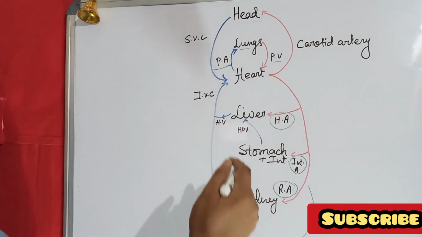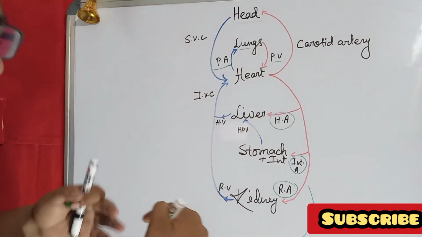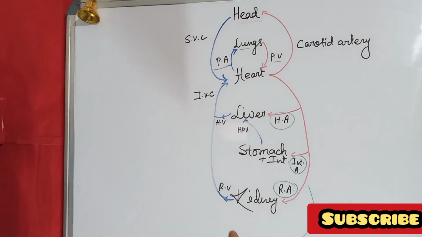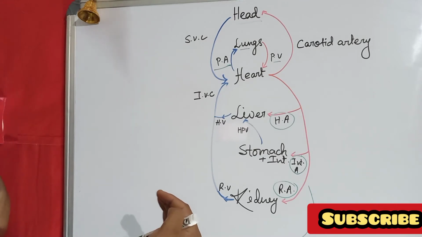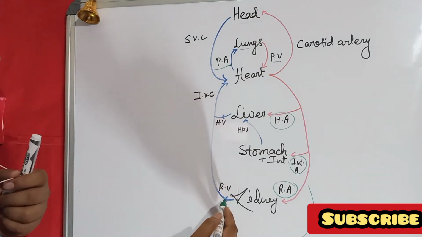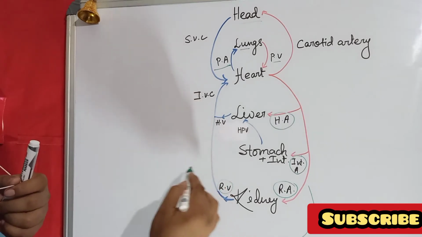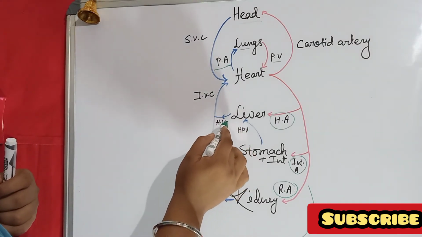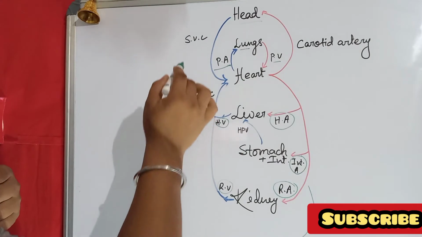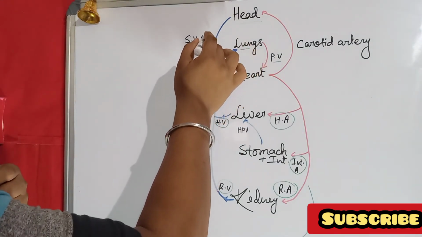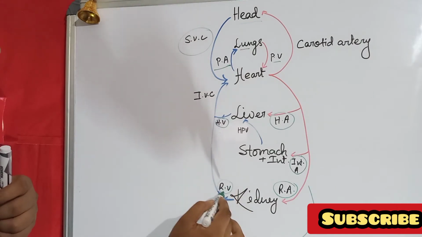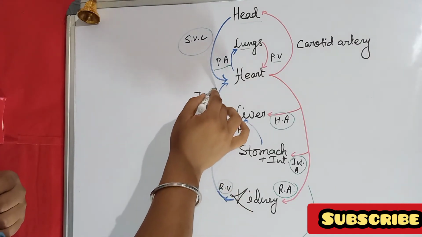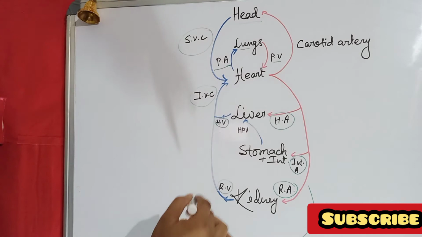Now the head, again after using the oxygenated blood, the deoxygenated blood will return back to the heart, but how? Kidney will return it with the help of renal vein, liver with the help of hepatic vein, and head with the help of superior vena cava. And this hepatic vein, renal vein, all of these veins will connect with this inferior vena cava and later enter the heart.